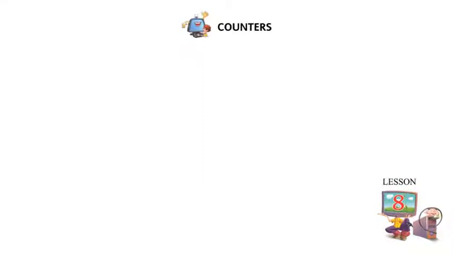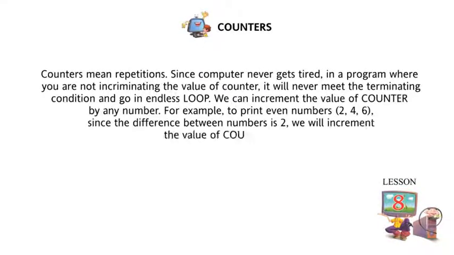Counters. Counters mean repetitions. Since a computer never gets tired, in a program where you are not incrementing the value of the counter, it will never meet the terminating condition and will go into an endless loop. We can increment the value of the counter by any number. For example, to print even numbers 2, 4, 6, since the difference between numbers is 2, we will increment the value of the counter by 2.